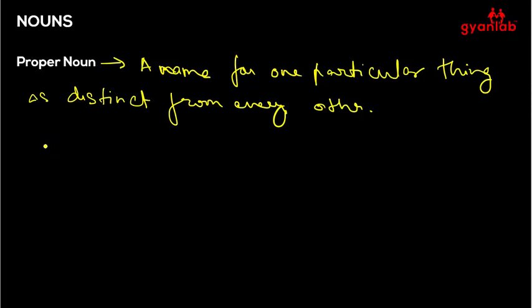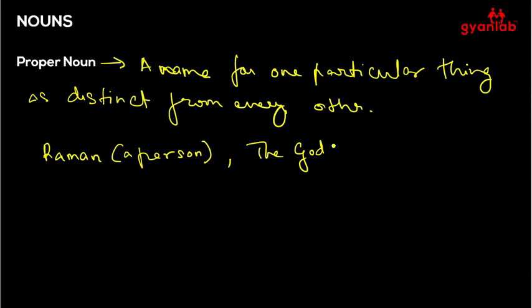Let's see, we have Raman here. So Raman is the name of a person. It's a specific person, and Raman cannot be the name of every person. It's the name of a specific person or one particular thing which is distinct from every other. Or if you take the case of the book The Godfather, it's a specific book, and it is the name of this particular book, which is called The Godfather.